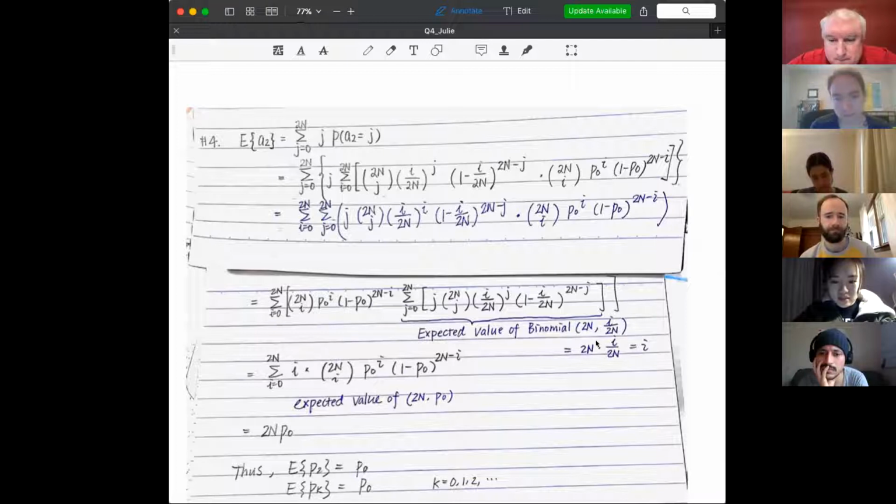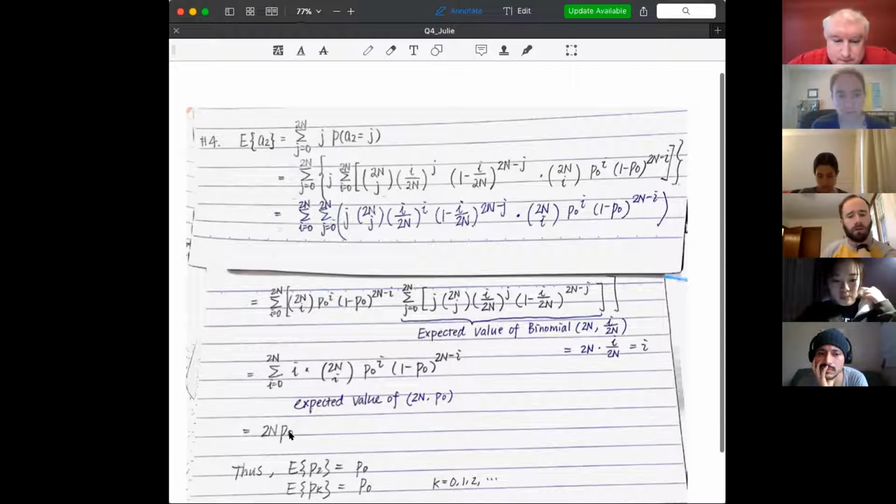And the expected value would be 2n times P1. And we would have I here, and you put I back into the front, you will have another binomial random variable having 2n trials and P0 as the probability of success. And so using the equation again, you will get 2n P0.